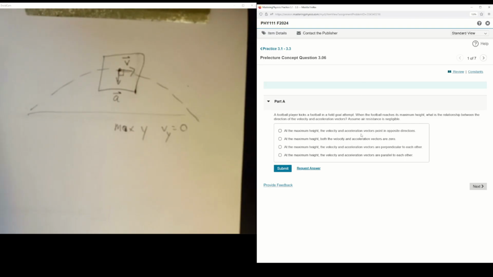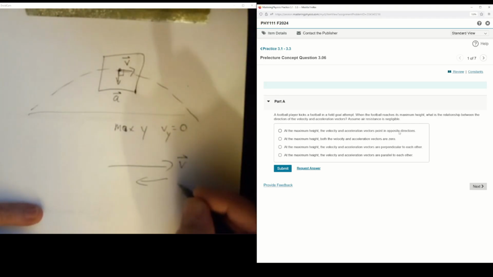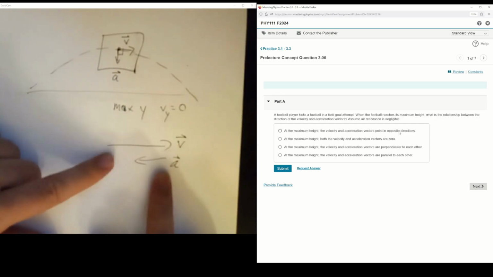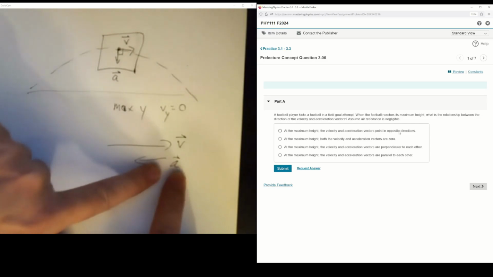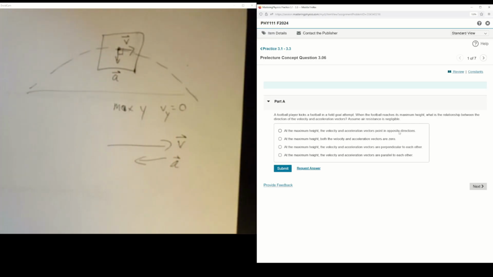Max height, velocity and acceleration point in opposite directions? No. If velocity and acceleration point in opposite directions, then your object slows down because acceleration is against your velocity, so that'll cause your motion to slow. At maximum height, both the velocity and acceleration are 0.